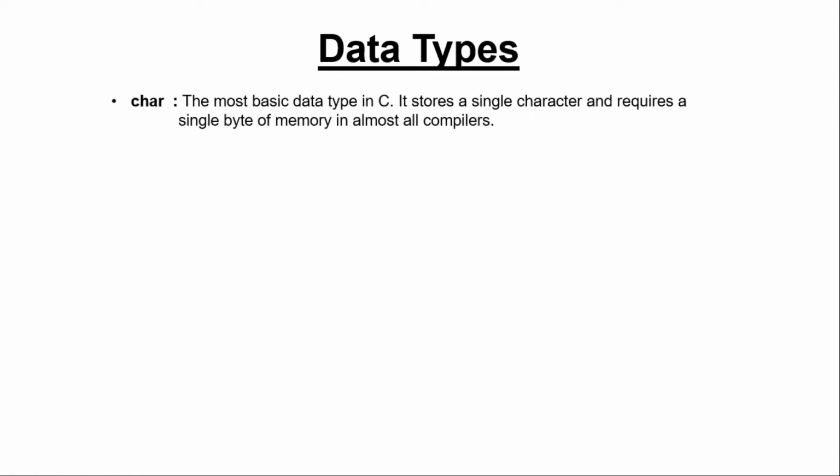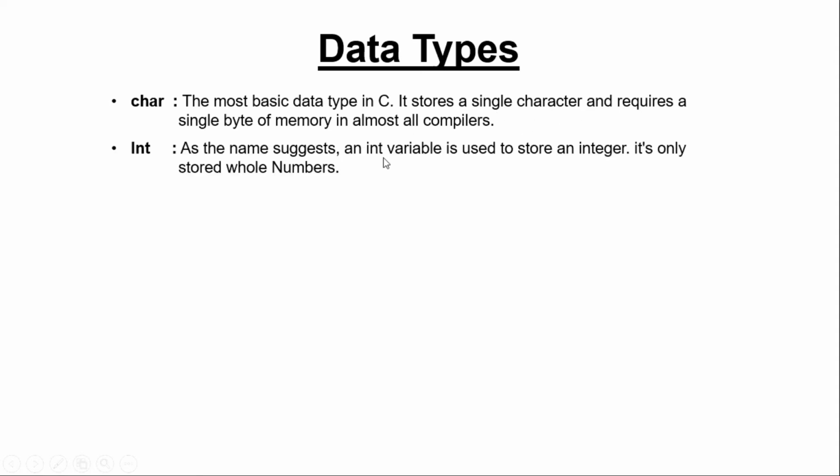Character. The most basic data type in C. It stores a single character and requires a single byte of memory in almost all compilers. When you declare a variable as a character variable, it will allocate 1 byte of memory and store a single character. Integer. As the name suggests, an integer variable is used to store an integer value, which means it stores only whole numbers. It does not store any floating point number or precision number.